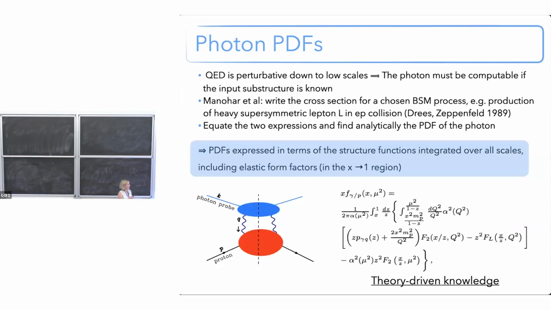So what do you need to calculate theoretically the photon PDF? You just need to have the structure functions between x and 1, so in all the range of the structure functions.